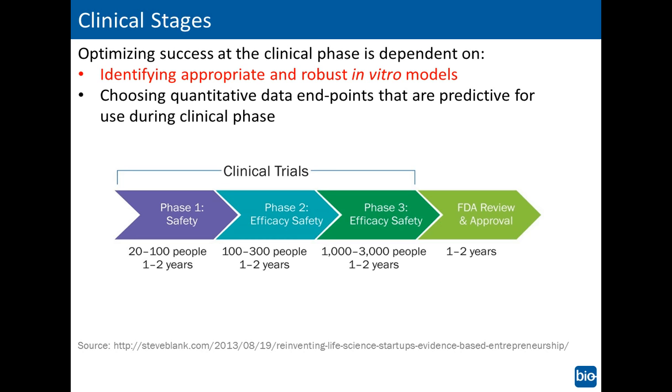So what's important to optimizing success at the clinical phase is really dependent on identifying appropriate and robust in vitro model systems during the early phase of research and development, and then choosing quantitative data endpoints during that research and development phase that are predictive for use during the clinical phase. But for the purposes of the talk today, I'll focus on identifying appropriate and robust in vitro models.